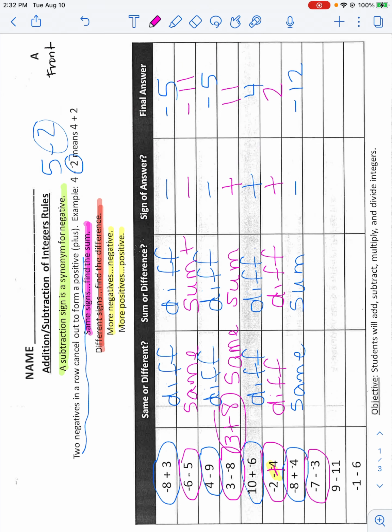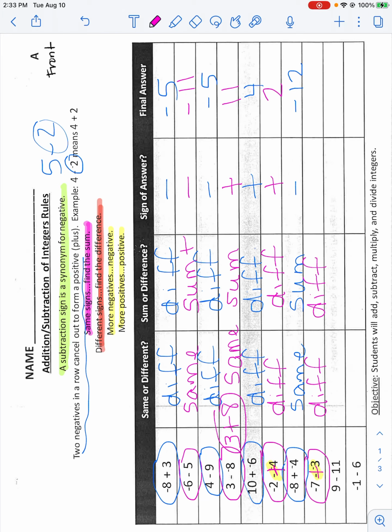Negative 7 minus negative 3. Remember that rule about 2 negatives in a row becomes a positive. So this minus and negative right here, I'm going to make that a plus. So now that 3 just became a positive 3, but I still have a negative 7. My signs are different. We're going to find the difference.